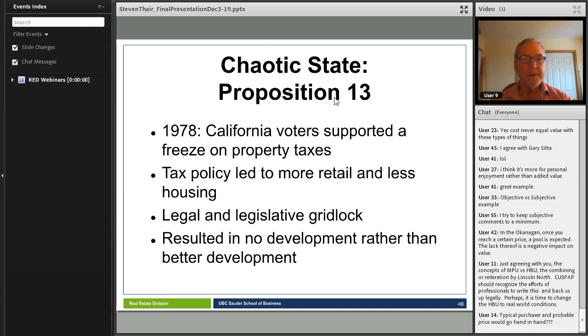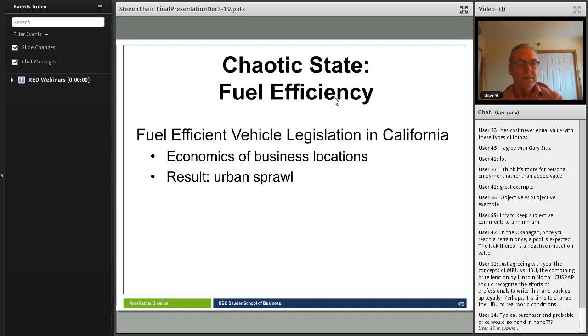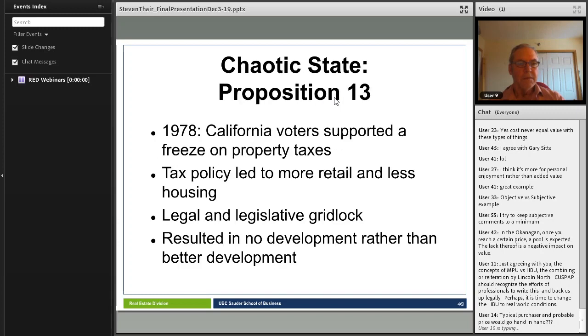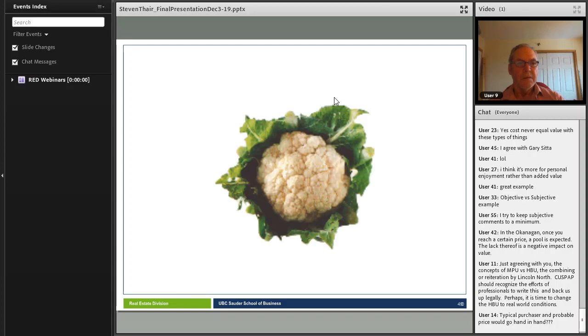So, you may have heard about this Proposition 13 in California. This is an example of the real world. This is the example of the way things actually go. So in 1978, California voters supported a freeze on property taxes. And that policy led to more retail and less housing. It also led to legal and legislative gridlock, and it resulted in less development. Now, I have to find the details for that. Maybe I left them out.